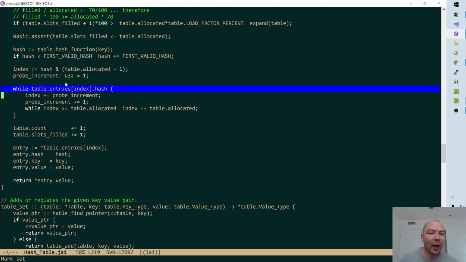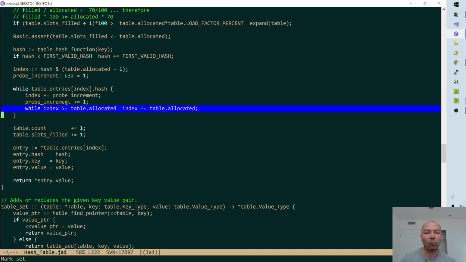Okay, so what we do is we have this probe increment that starts at 1, and that is where we look next for the next entry, right? It starts at 1, which is just exactly that strategy of going over to the next entry. We check the entry at index. If it's occupied, meaning the hash is not 0, we add our probe increment, which starts at 1, so we go to the next entry. But then we increment the probe increment. So probe increment becomes 2, right? And then we wrap around the table here, right?